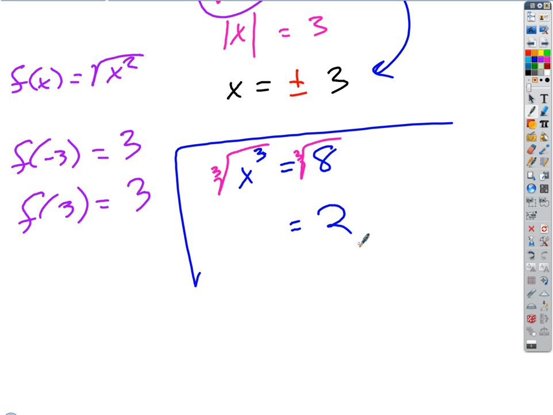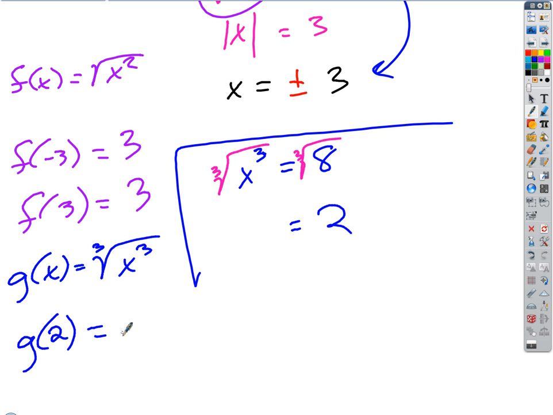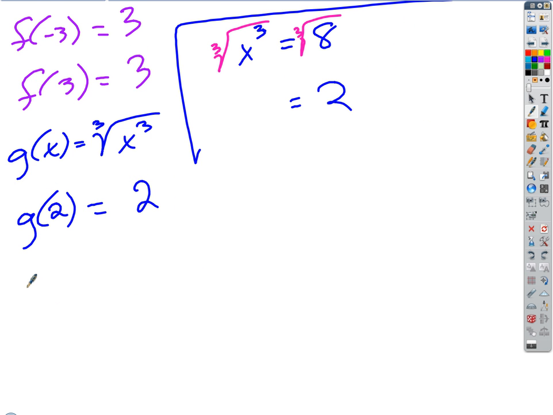Let's compare that to, let's call that g of x. That's a new function. We'll compare it to f of x. If g of x equals the cube root of x cubed, what is g of 2? 2. Sure, it's 2, isn't it? What is g of negative 2? Negative 2. That's not an absolute value function, is it?